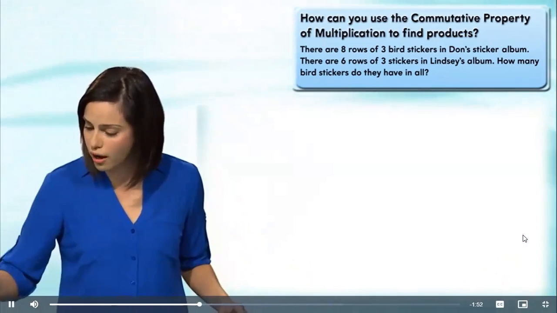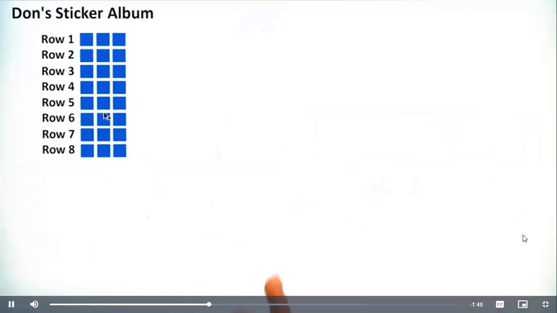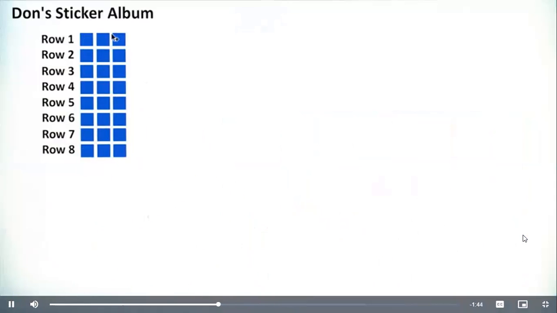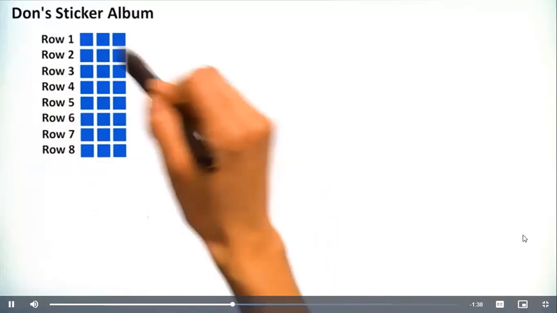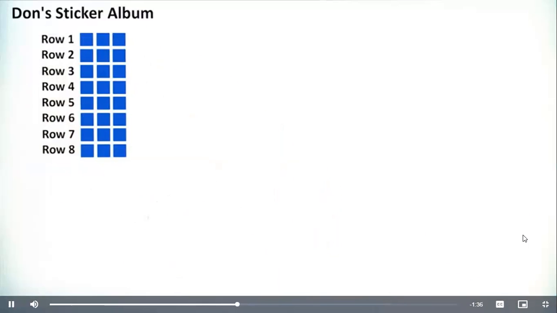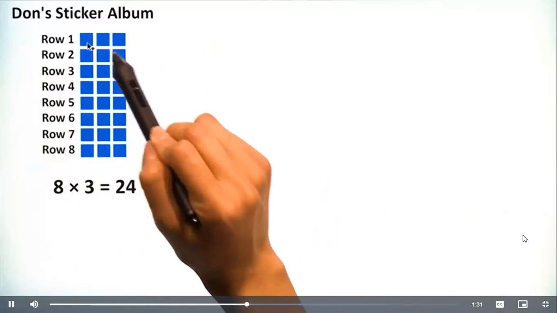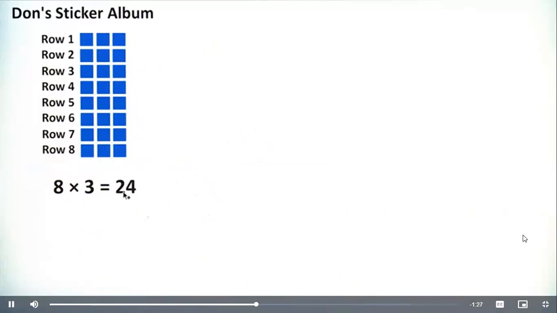Well, we know Dawn has 8 rows, and in each row he has 3 bird stickers. And if we multiply to find how many stickers he has, we'd have to do the 8 number of rows times the 3 bird stickers in each row. That gives us 24 bird stickers. So Dawn has 24 bird stickers in his album.